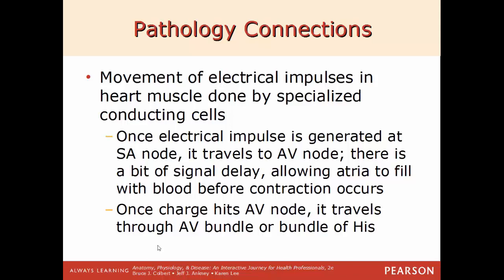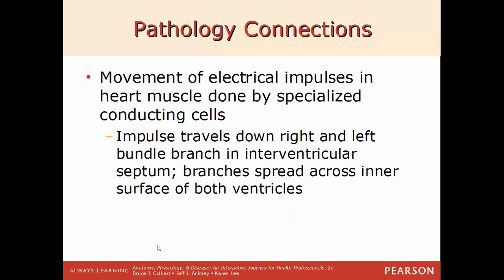And the movement of these electrical impulses in the heart muscle is done by specialized conducting cells. So once the electrical impulse is generated at your pacemaker, the SA node, that impulse will travel to the AV node. There will be a slight delay there, allowing the atria to fill with blood before the contraction moves forward. Once that charge hits the AV node, it travels through the AV bundle, also called the bundle of His. The impulse will travel down the right and left bundle branches in the interventricular septum, and these branches will spread across the inner surface of both ventricles.